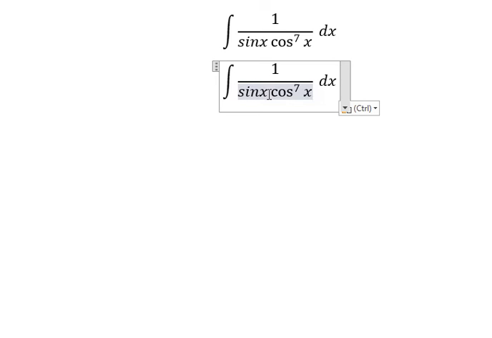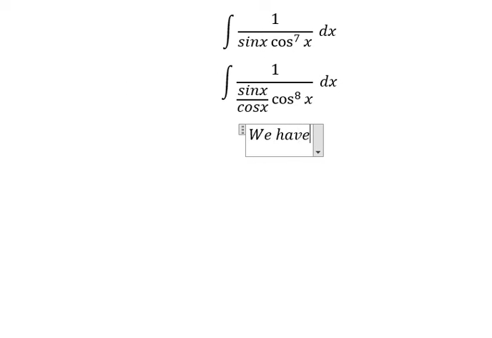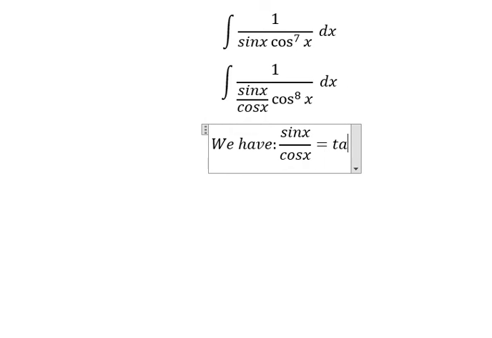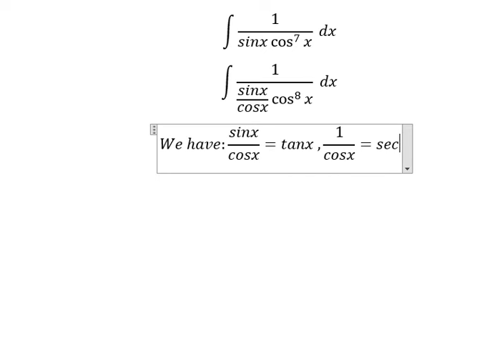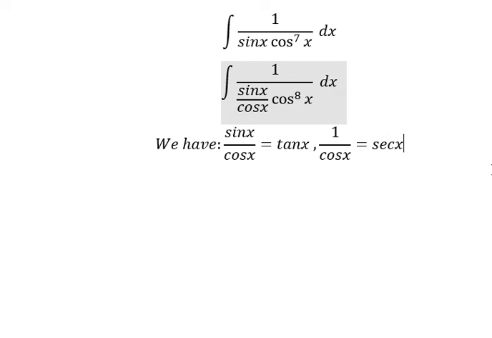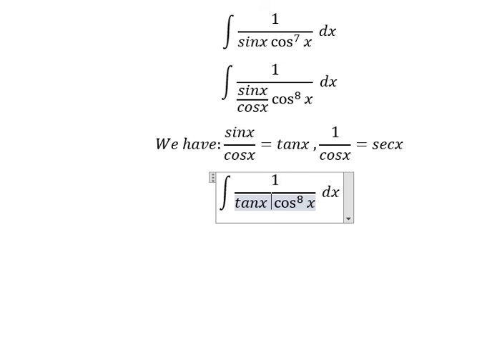I will put cosine x in here, that means we have another cosine x. Next, we have the formula in here. Sin x over cosine x equal to tan x, and 1 over cosine x equal to secant of x. Next, this one we change by tan x, 1 over cosine x we change by secant of x.